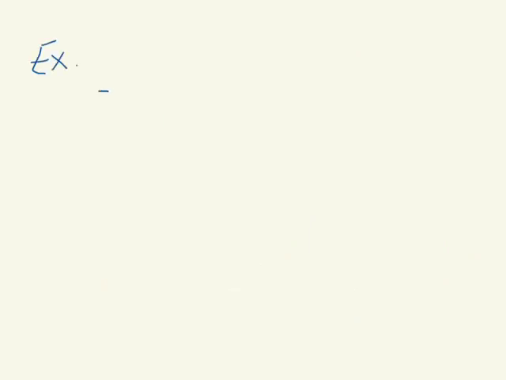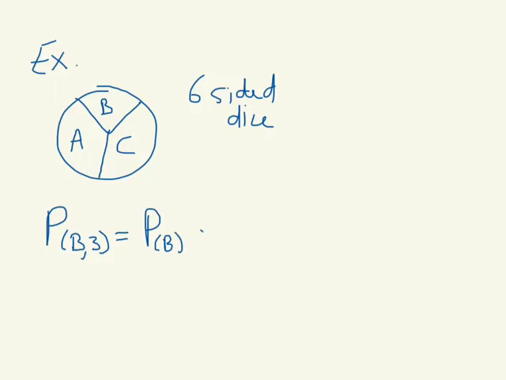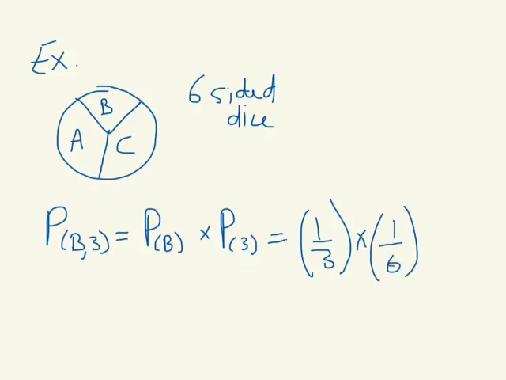We'll do one more example quickly. We've got a spinner with equal size portions. We're going to spin that spinner, and then we're also going to roll a 6-sided die. We want to determine the probability of spinning a B and getting a 3. That probability would be the probability of spinning a B multiplied by the probability of rolling a 3. What's the probability of spinning a B? It's 1 out of 3. What's the probability of rolling a 3? It's 1 out of 6. There we go. We've got 1 over 18 as the probability.